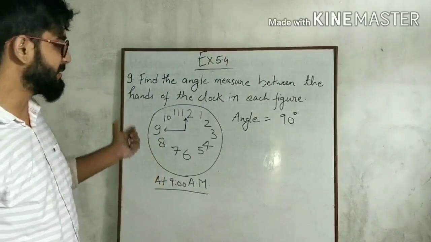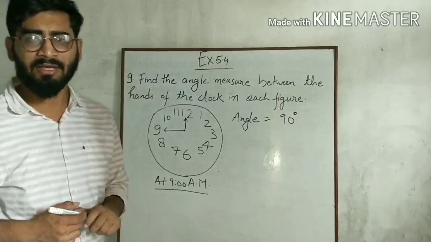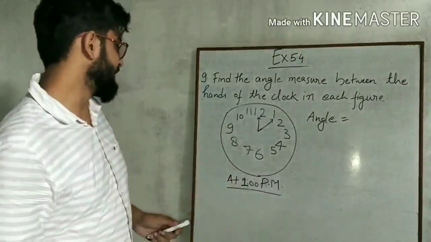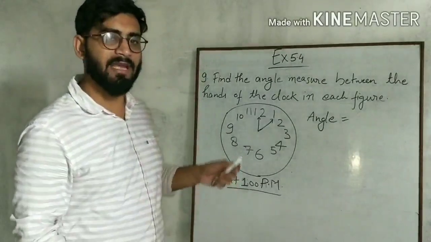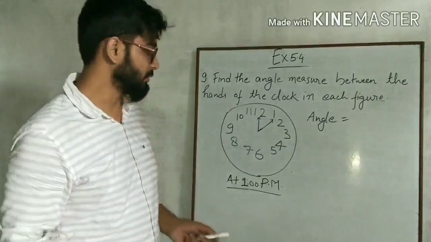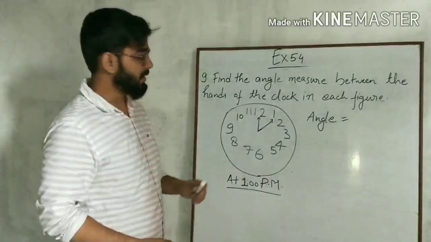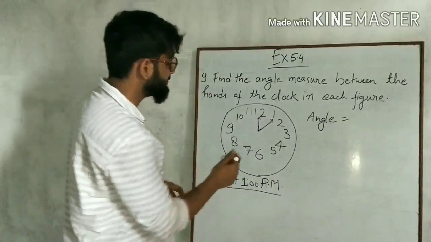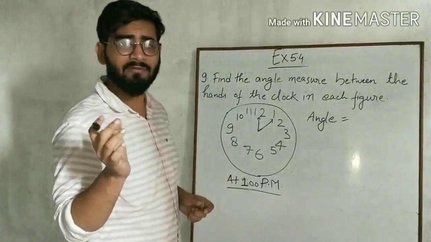Then also it will come out to be 90 degree. Okay. Now second figure is like this. At 1 PM, we have to tell what will be the angle between the hands of the clock. Okay. So at 1 PM. Now we already know that at a distance of 3, we get an angle of 90 degree.